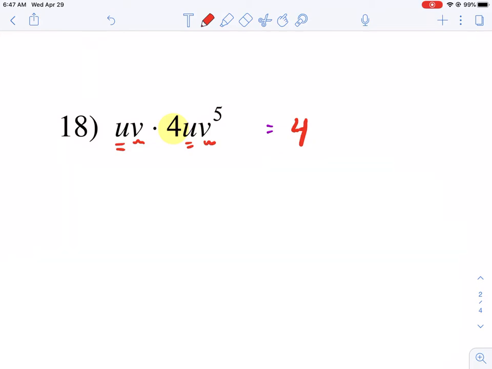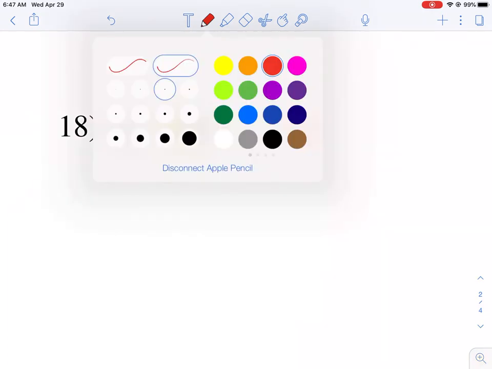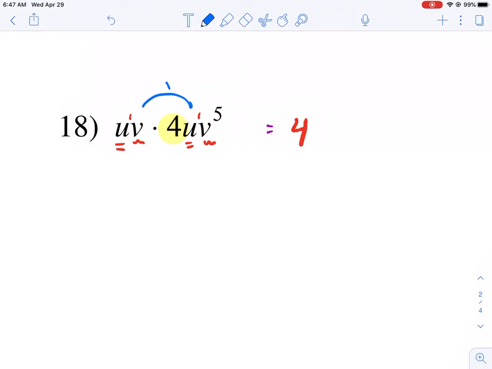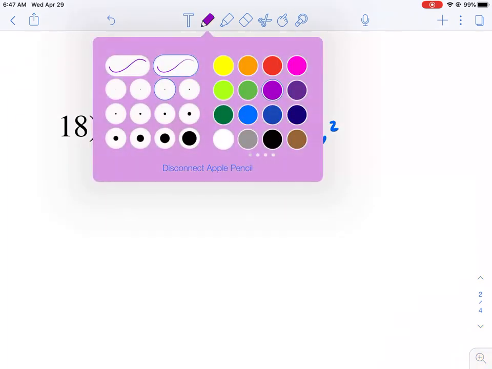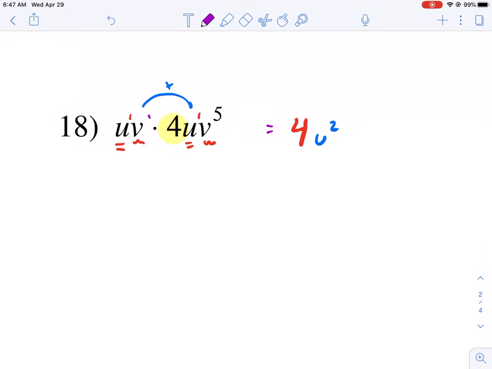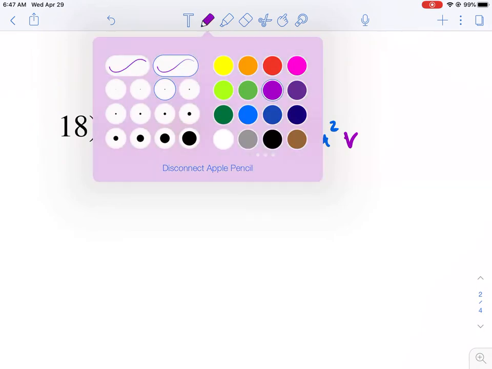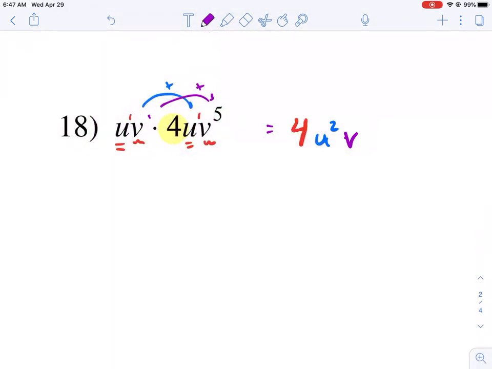But the u's, what can we do with the u's? Well, we have u to the first power, u to the first power. We're going to add those exponents. So we get u squared. Now we have v to the first and v to the fifth. We're going to add those exponents. We get v. Make sure they look different. That's a pet peeve of math teachers. I like putting the tail on the v. V to the sixth power, and there's our final answer.